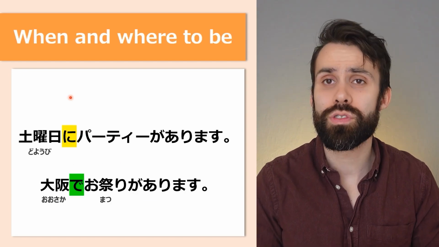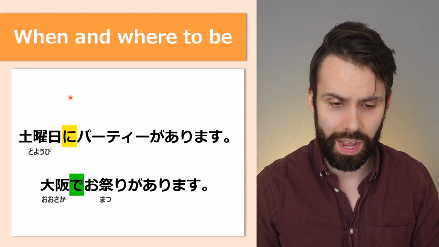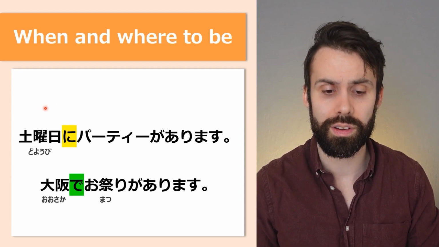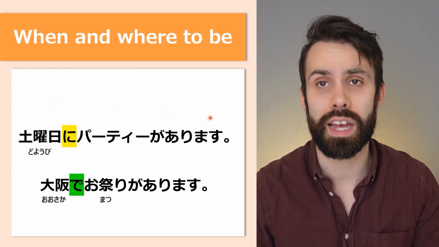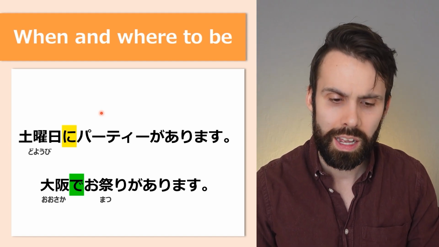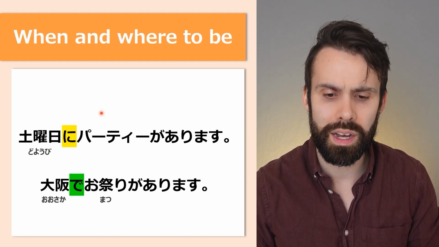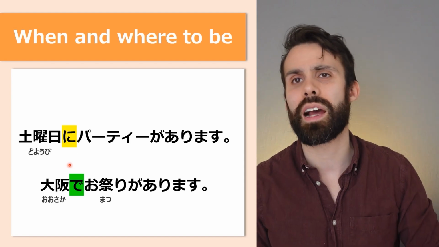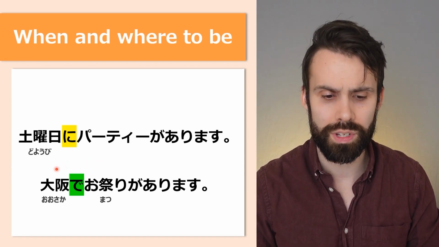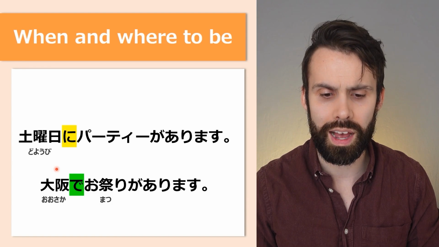But just to confuse you a little bit, we also have this. So doyobi ni party ga arimasu. There is a party on Saturday. So here ni is not marking the location, it's marking the time. But maybe if there is a party or an event being held somewhere, you can use de. So Osaka de omatsuri ga arimasu.